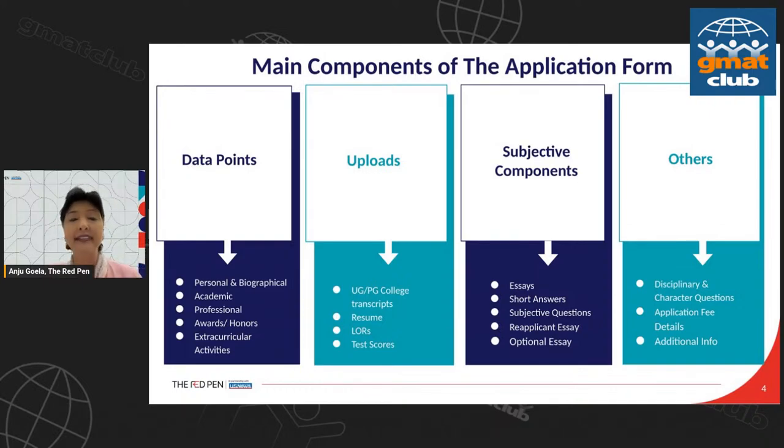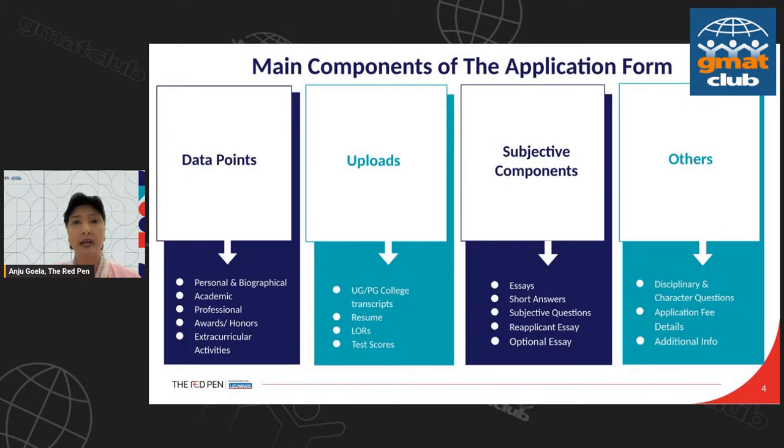If you're a reapplicant, most schools have a reapplicant essay, and then most schools have an optional essay. Now, what is this optional essay about? One, it is truly optional. You don't have to write anything here, but this is an opportunity for you not to write an essay and write about an incident or write about something that you feel the school should know.